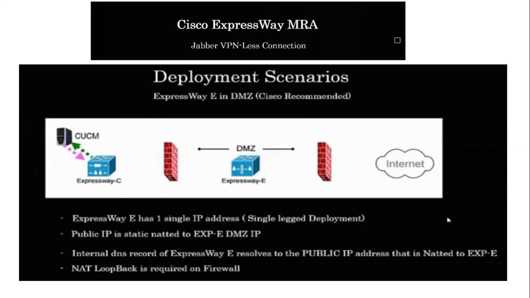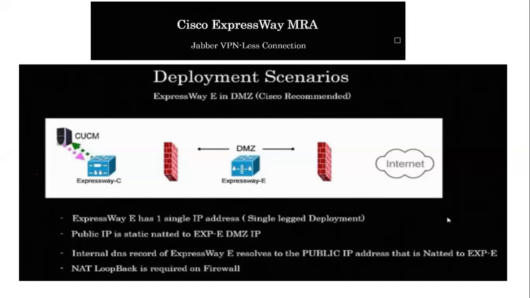And there are two different firewalls that you can see in this particular diagram. Jabber is connected over the internet. So in this scenario, a person using Jabber will not require a VPN connection. It only requires DNS and the user ID and password to log in to Jabber, and he will be able to use it. Expressway E has the public IP address. It has only a single IP address, so this is a single leg deployment example.